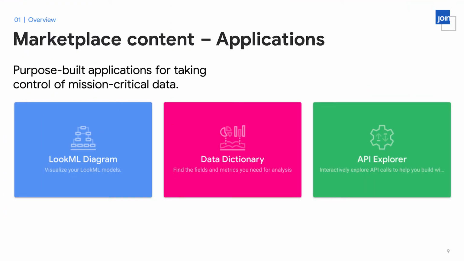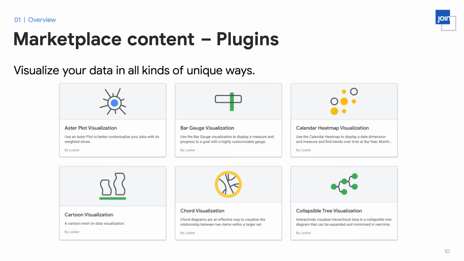Applications within the Looker Marketplace include Looker's LookML Diagram extension, providing an entity relationship diagram for the objects within your LookML model. There's also the Looker Data Dictionary, which provides a dedicated, centralized interface to search through all your Looker fields and descriptions. And the Looker API Explorer provides a useful and integrated experience for exploring the methods and types of the Looker SDK. And the third type of content within the Looker Marketplace is plugins, or visualizations.